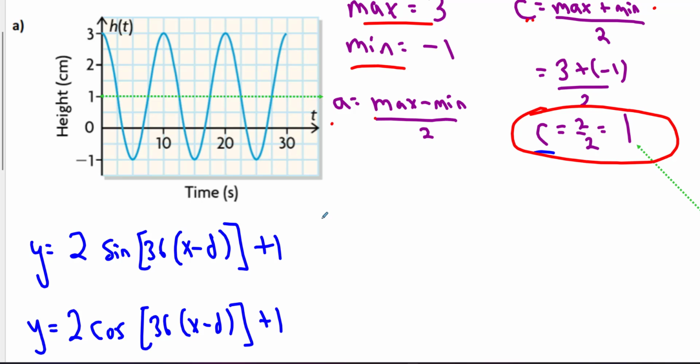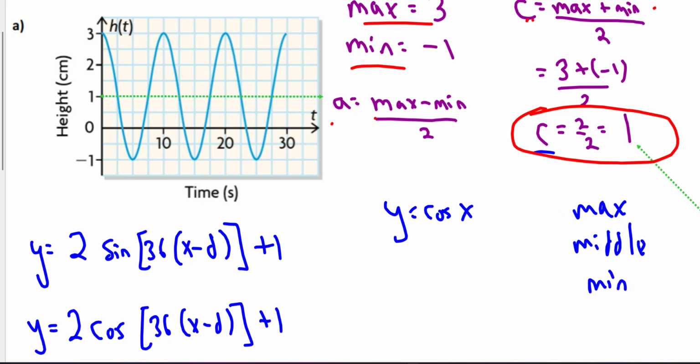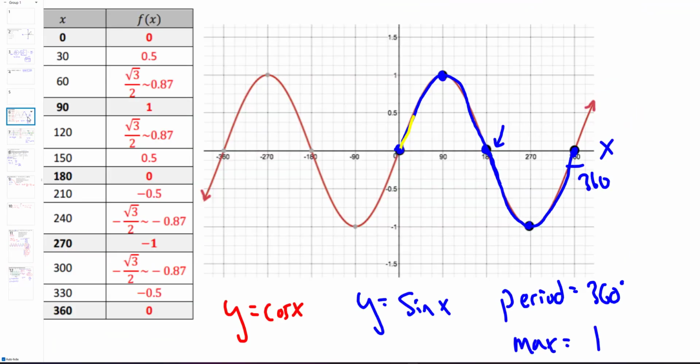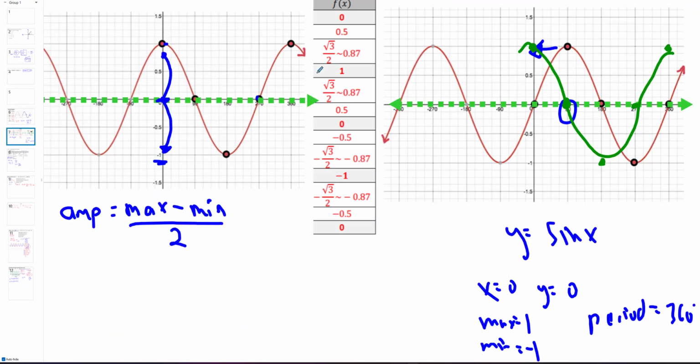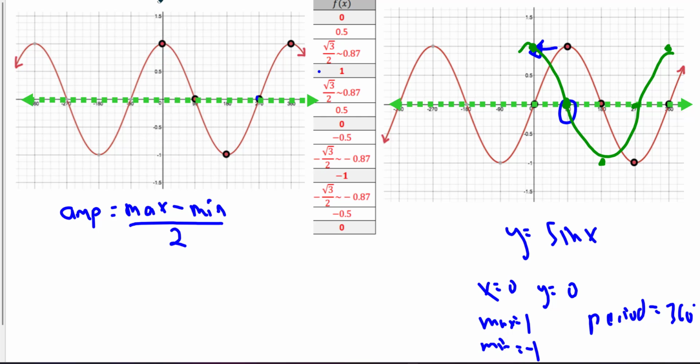So my d value, how do I figure out d value? Well, we compare this to our parent function, y equals cos x. Does anyone remember y equals cos x? What's the first point that y equals cos x starts off with? Does it start off at a maximum point? Does it start off at a middle point? Does it start off at a minimum point? And let's take a look. We have y equals cos x. That's sine x. Here's cos x. The very first point starts at a maximum.